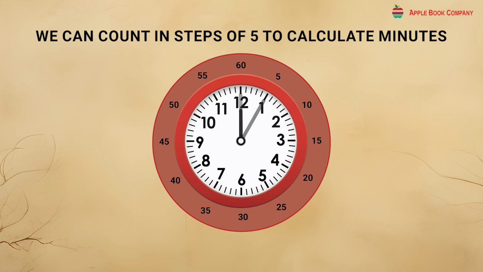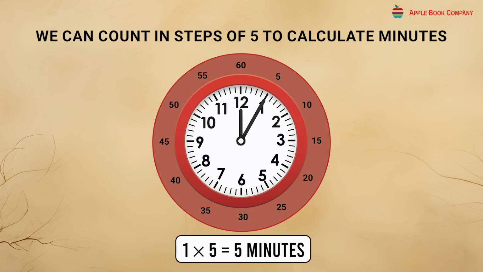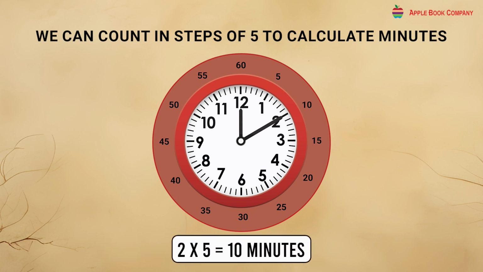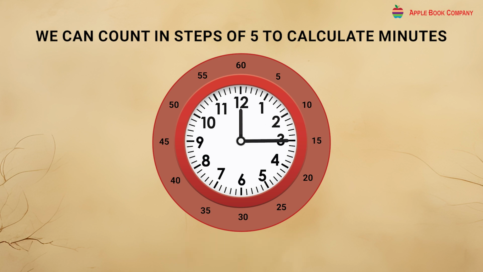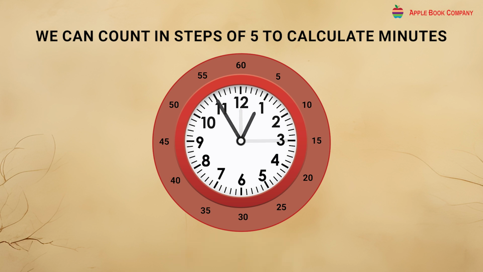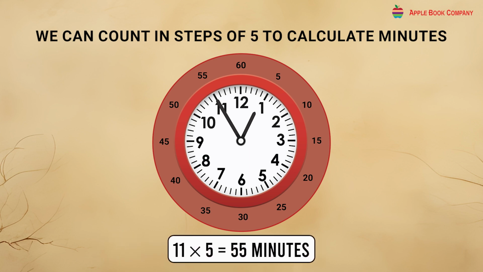The minute hand at 1 shows 1 into 5, which is equal to 5 minutes. The minute hand at 2 shows 2 into 5, which is equal to 10 minutes. The minute hand at 3 shows 3 into 5, which is equal to 15 minutes, and so on. And the minute hand at 11 shows 11 into 5, which is equal to 55 minutes.